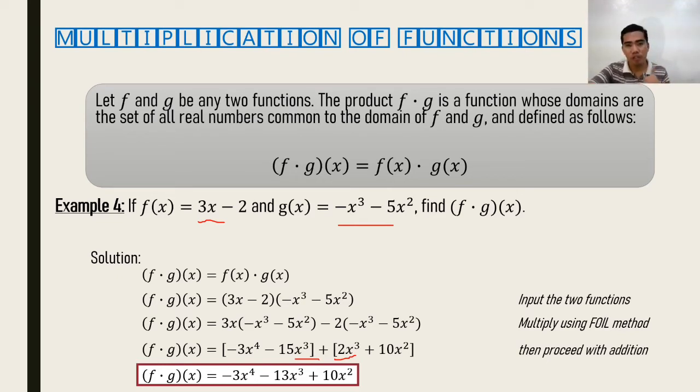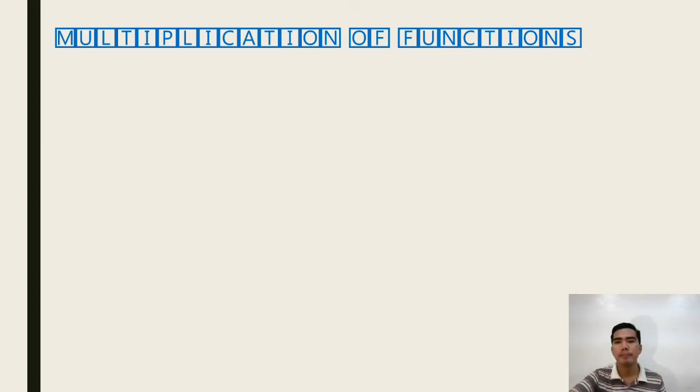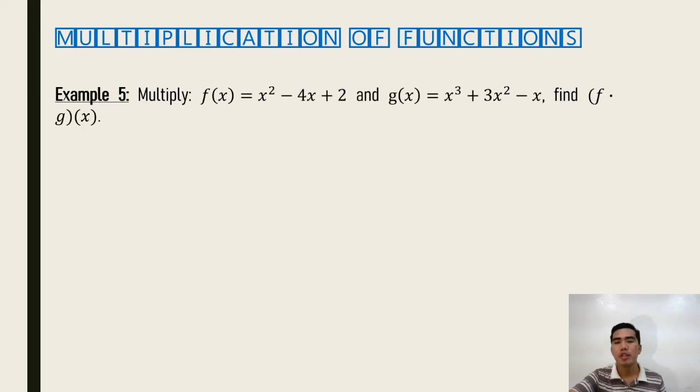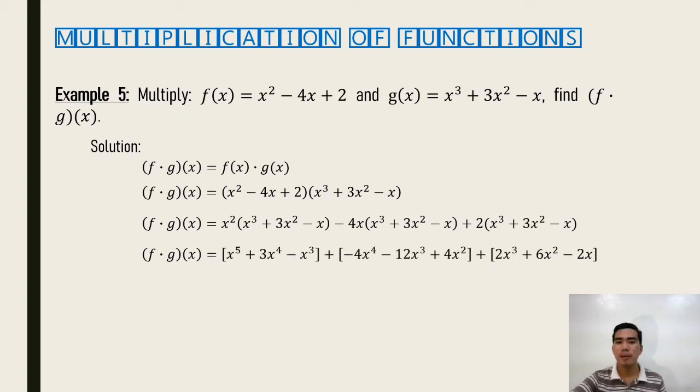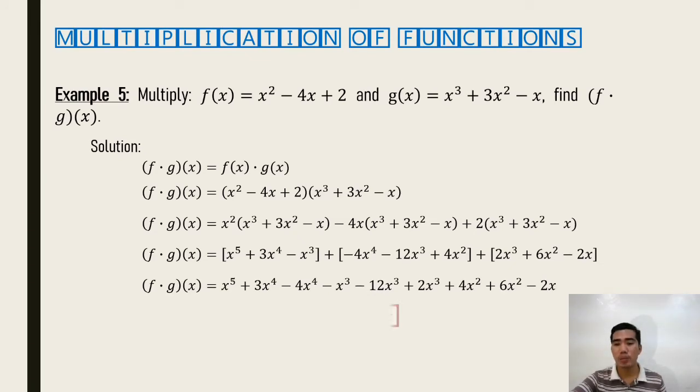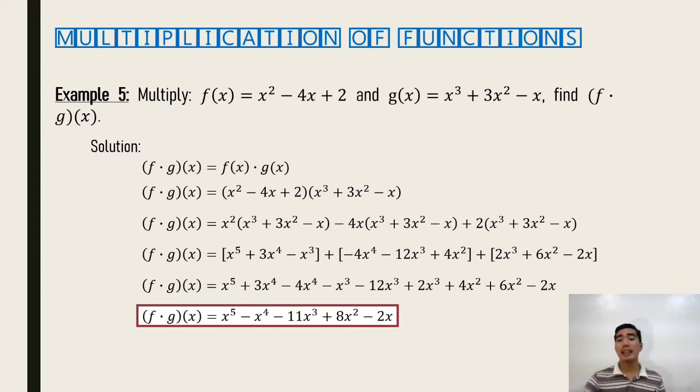Naintindihan? Hopefully, naintindihan. Another example. So, multiply this one, f of x times g of x. Solution. So, we arrive at this. Medyo mahaba-haba yung solution na to. Then, we come up with this. Dayon, proceed tayo sa addition. Then, combine like terms. Then, we get the final answer.